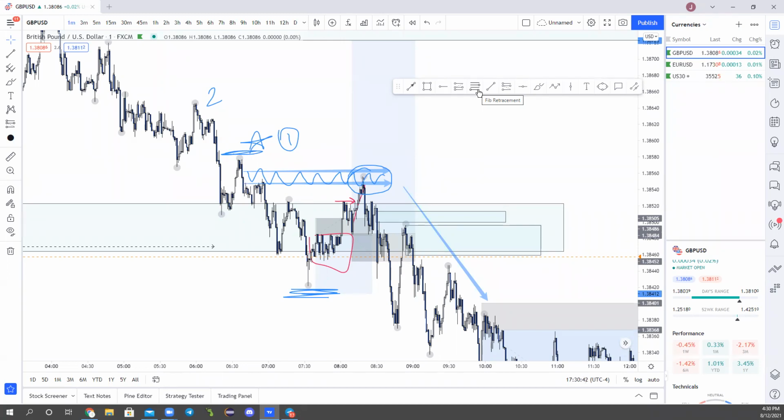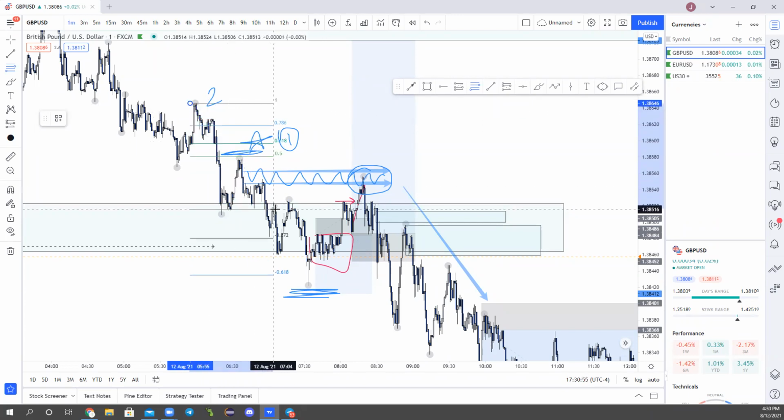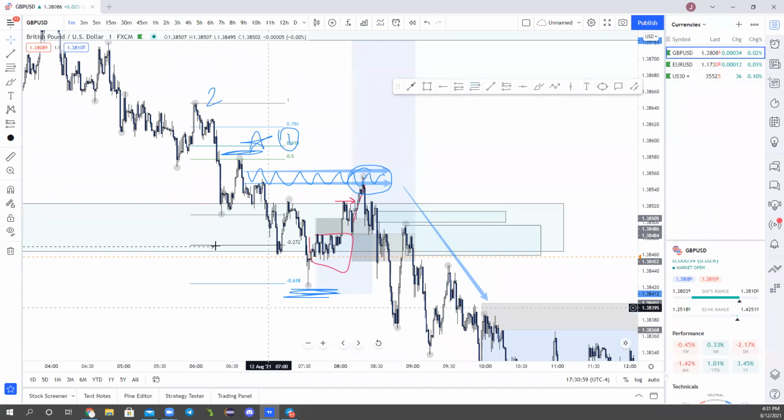Personally, I would do it from here because this is a pullback in my opinion. A little trick to validate if something is a completed move is if you draw the fib and price reverses near the negative 27, that validates that this was a legitimate leg, and you can see that, right? Negative 27 is really good for profit taking.